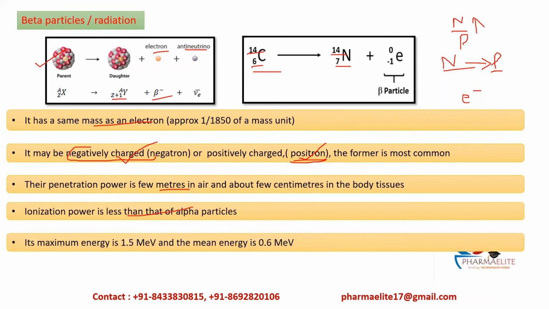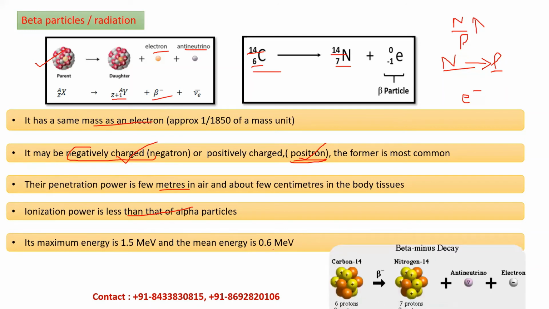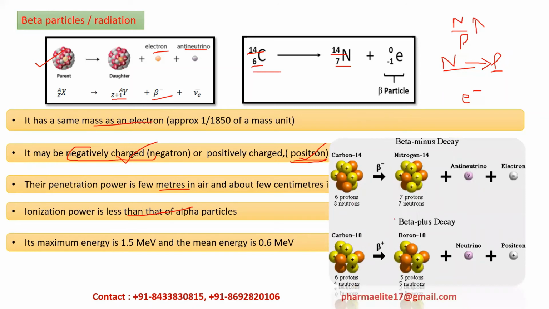Then it has a maximum energy and a mean energy. The maximum energy is around 1.5 MeV and the mean energy is around 0.6 MeV. Now from this diagram, you will understand it clearly. So this one we have already done, the beta particles in the form of electrons, or in the form of negative charge. और ये जो है second example वो है positron का.